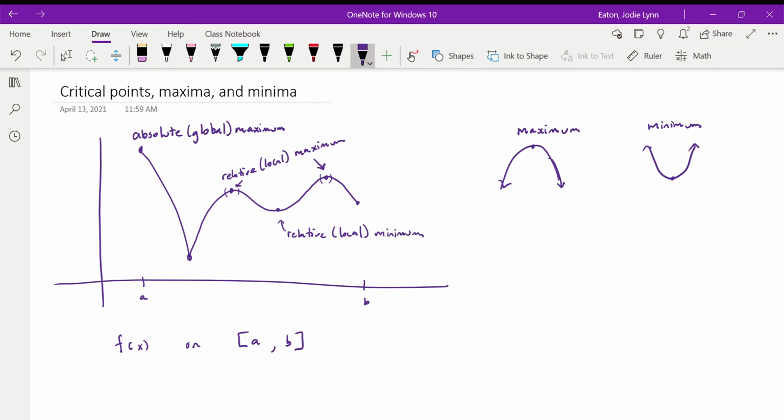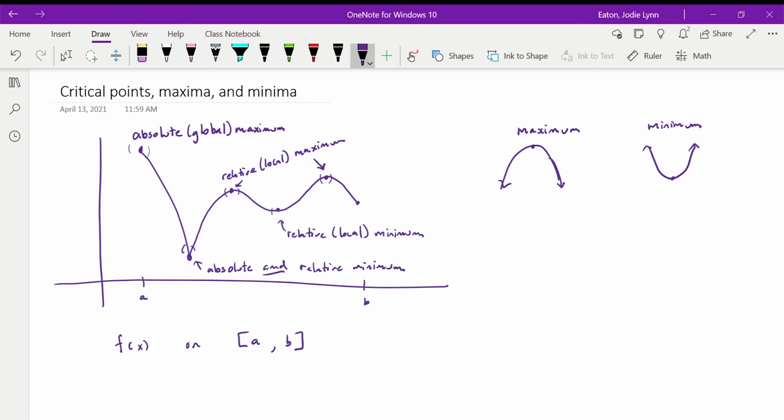This point right here is an absolute minimum. So it's an absolute minimum because it is the lowest point on the function, but it is also a relative minimum because it's also the lowest point around in its area. Notice our first absolute maximum, it is not a local maximum because on the left-hand side, we don't have any more points to compare it to, so we don't know. In order to be a local maximum, you have to be part of an open interval, so that means you need points on both sides.